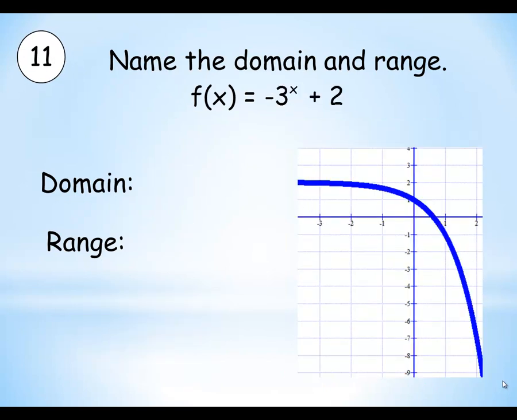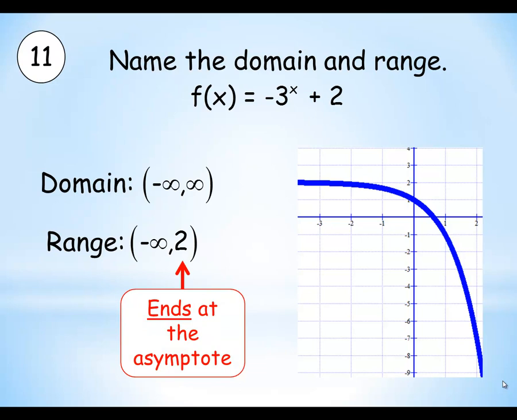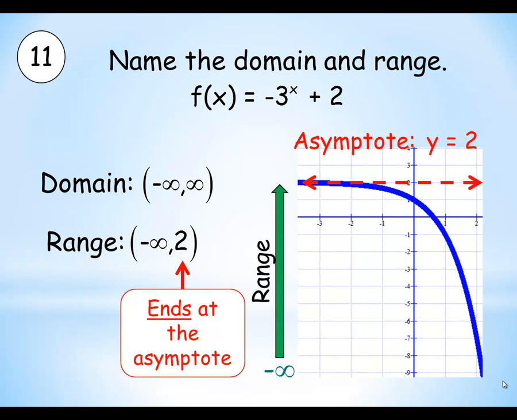All right, what about this exponential function? We know the domain is all real numbers. The range, we will begin at negative infinity and end at the asymptote. The asymptote, as you know, has the equation y equals 2. So once again, we view from the bottom up, from negative infinity to positive 2, but both sides have parentheses. Just remember that.